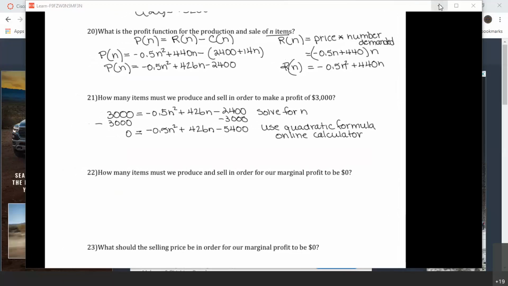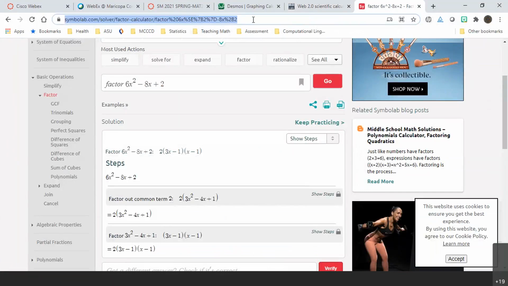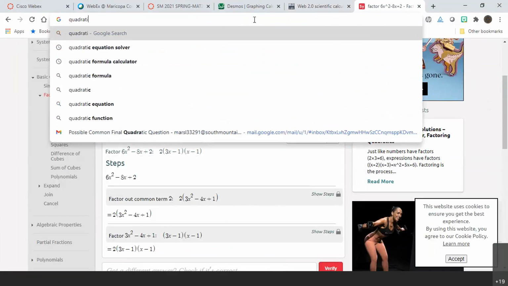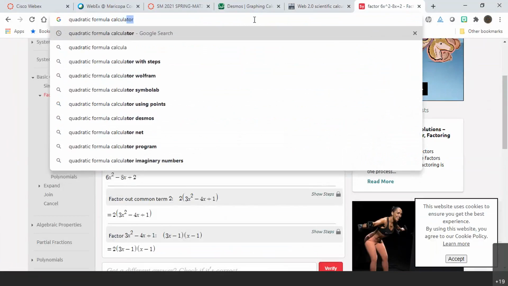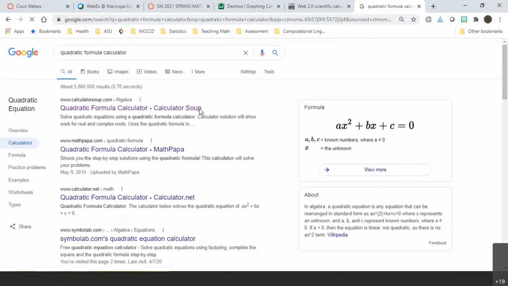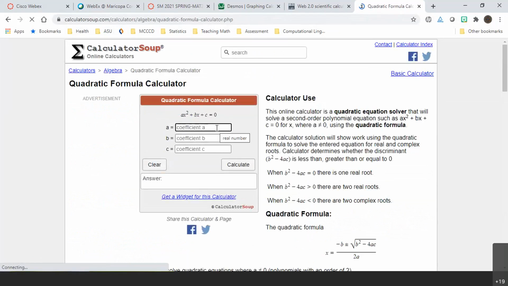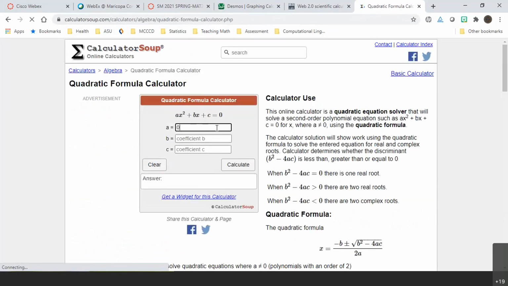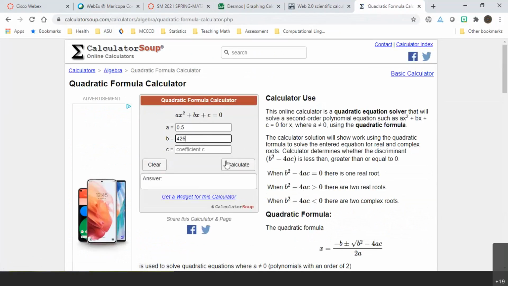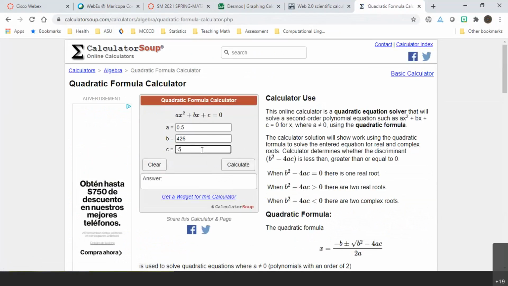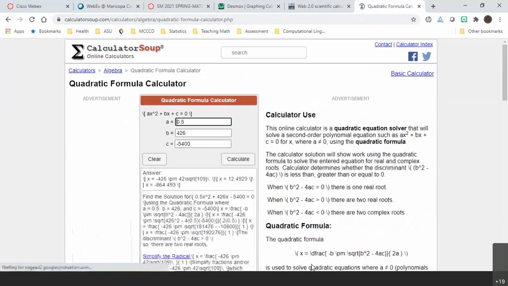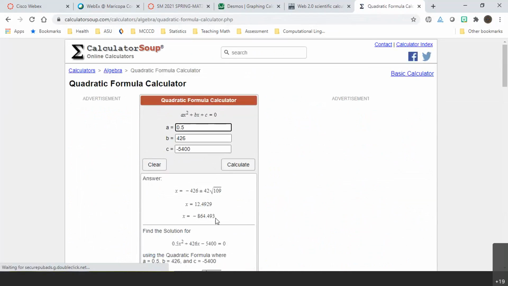Let me see if I can do that really quickly. Calculator Soup, that's a good one. So my A coefficient here is negative 0.5. That's on my x squared term. The B coefficient is 426. And my C coefficient is negative 5,400. Calculate. And again, I can see I get two x values.